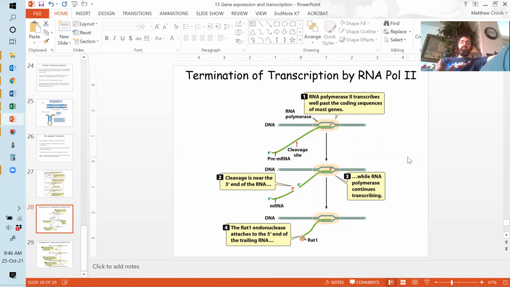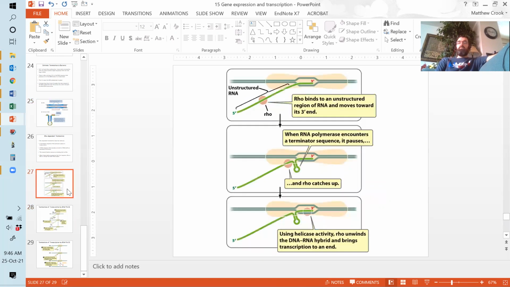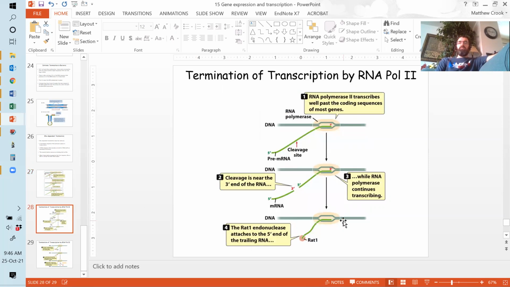So one big difference here is that eukaryotes don't rely on terminator sequences or secondary structures in RNA, right? That's a key part of intrinsic termination and Rho-dependent termination: these terminator sequences, the hairpin loops. Eukaryotes don't use that. Instead, what we have is a cleavage site, right? Eukaryotes do things very differently with regards to the mRNA, what happens to it.